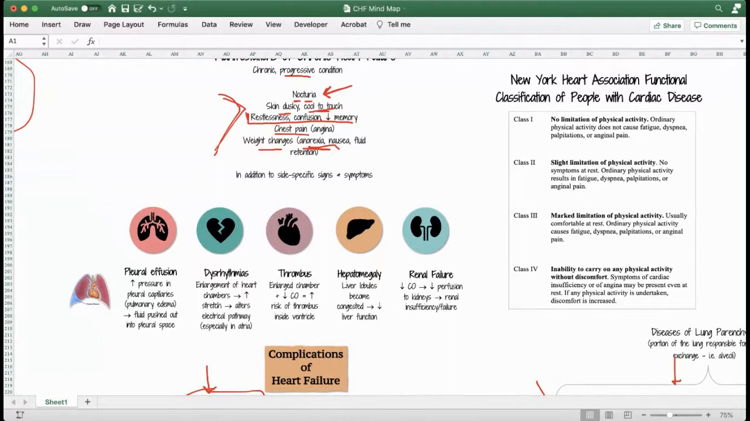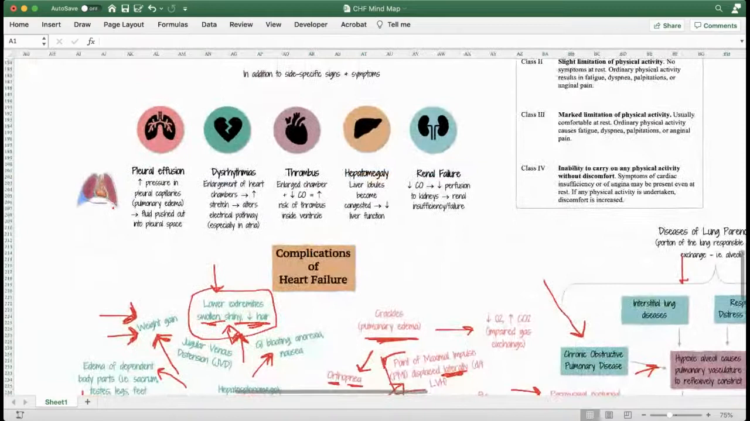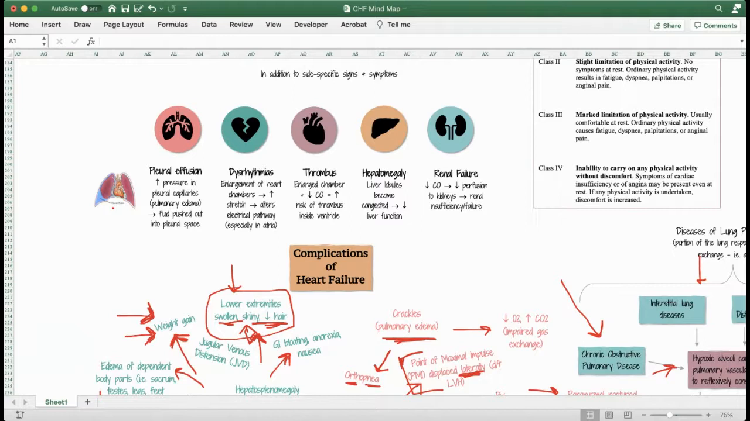So, these are kind of your target organ. Remember when we talked about stroke? I think that was you guys, where we talked about the target. Oh no, it was hypertension. The target organ damage, like what's going to happen, right? These are kind of the big target organ issues. So the first one is a pleural effusion.